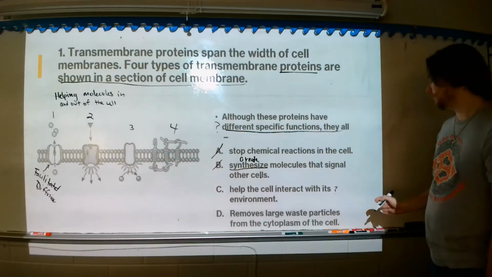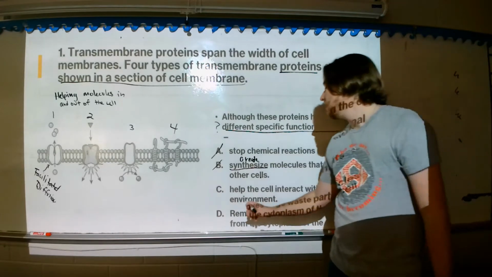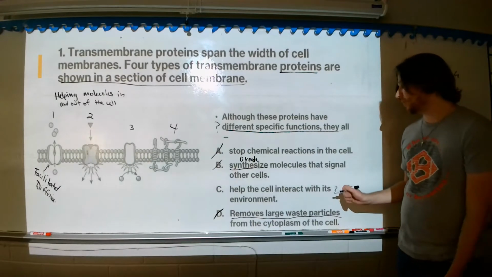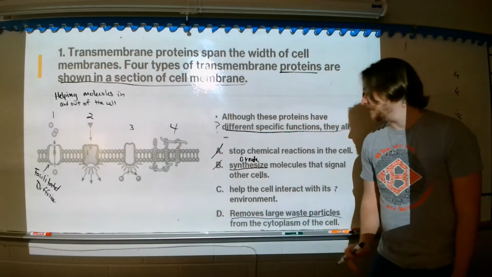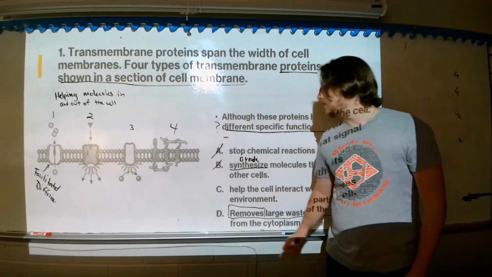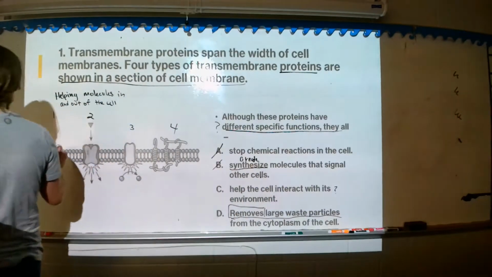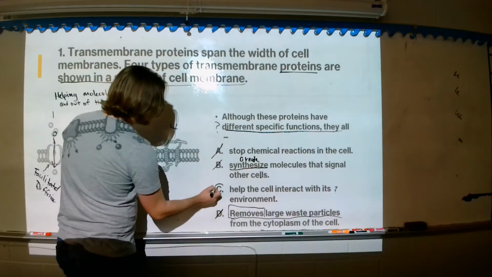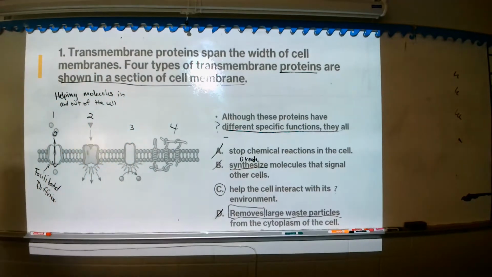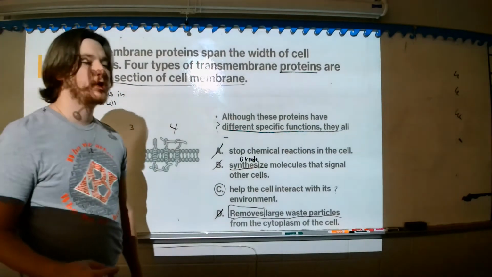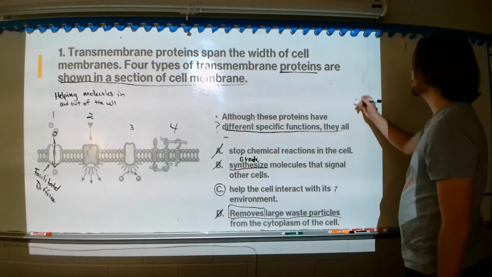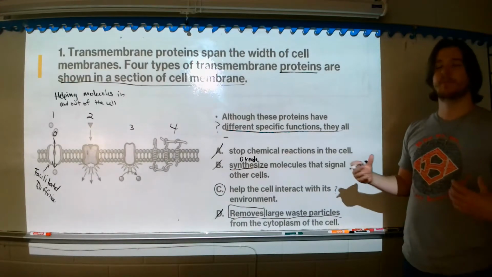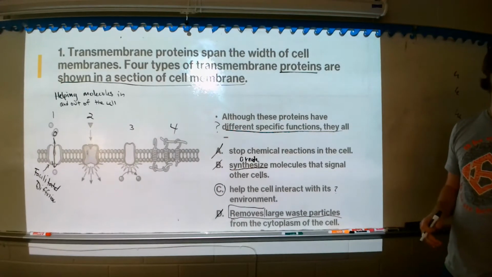D says removes large waste particles from the cytoplasm of the cell. So it says removes large waste particles, which that would be transport. However, because it says the word removes, and I know that over here I can see that it's actually letting things in, that doesn't best describe it. So I'm going to get rid of this, and I'm going to go with C. To help the cell interact with its environment by letting particles in and out and trying to reach that homeostasis, trying to reach that equilibrium, which we remember means balance within the cell. I always say homeostasis keeps us happy and healthy.